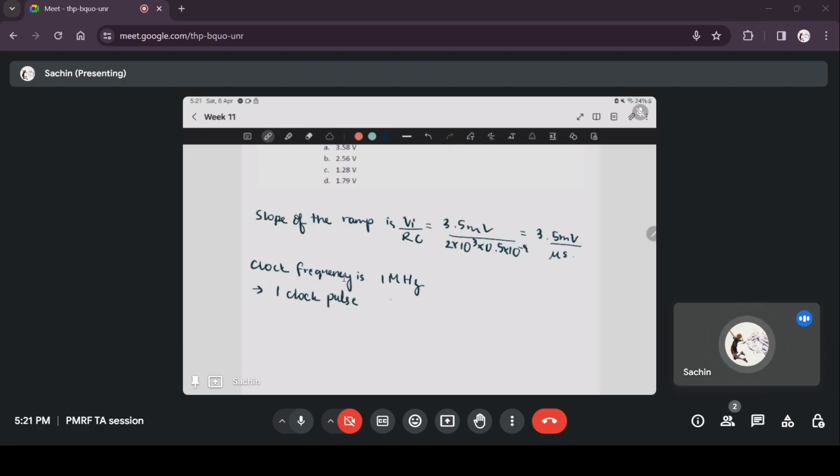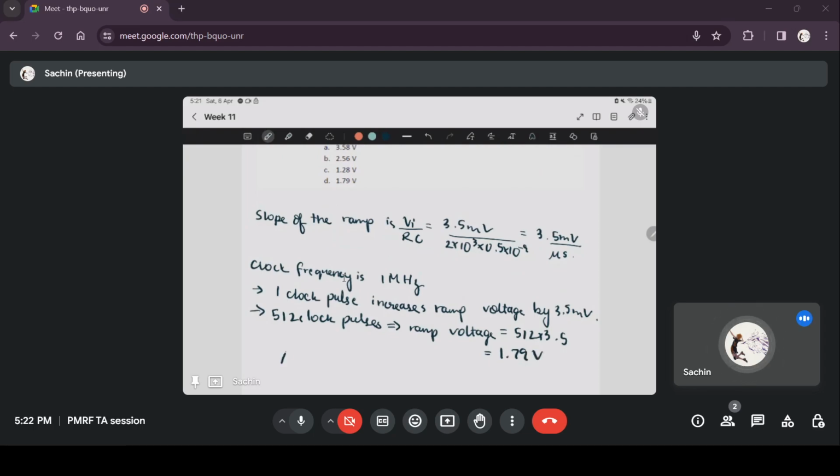So 1 clock pulse increases ramp voltage by 3.5 millivolts. So after 512 clock pulses, ramp voltage equals 512 into 3.5, which is 1.79 volts. So the answer is option D.